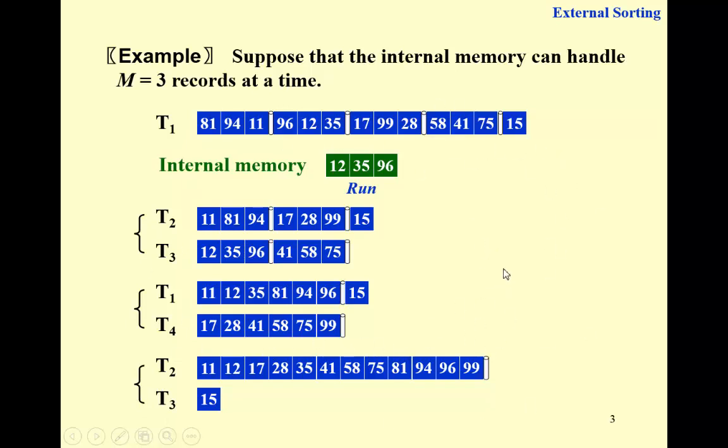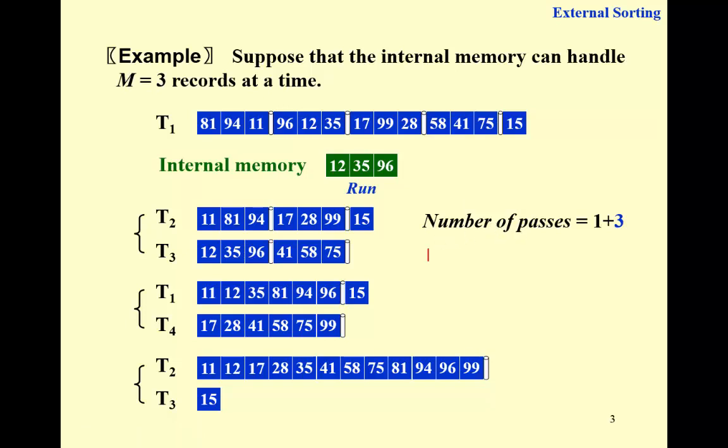So the number of passes is what? It is 1 for generating those runs plus 3 mergings, right? So the number of passes will be 1 plus 3. In general, if we have n records and the size of internal memory is m, then what is the number of passes? Now let's try this one.